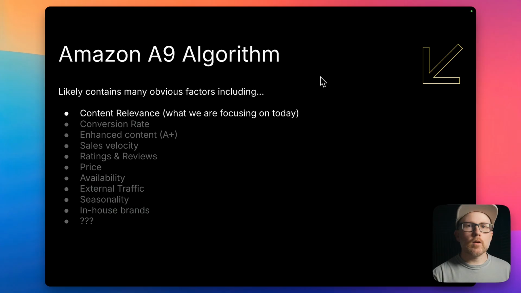So, Amazon has what's called the A9 algorithm, and it takes a lot of different factors into consideration. Of course, no one knows this except for Amazon, what that secret sauce is and how much each of these factors kind of weigh in. But just to give you an idea, content relevance is what we're going to be looking at and tying that to keyword tracking.